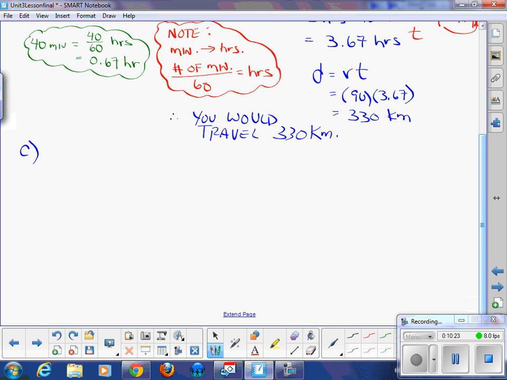C part. C part is how long would it take to travel 1,000 kilometers? Well, we know our velocity, so if I start with that formula, d equals vt, I know distance, it's 1,000. I know my velocity, which is 90. Now the question is, how do you solve this? I know we haven't really done a lot of algebra, and how to solve equations, but this is something that's going to come up for you in real life. So it's important that we know how to do this.